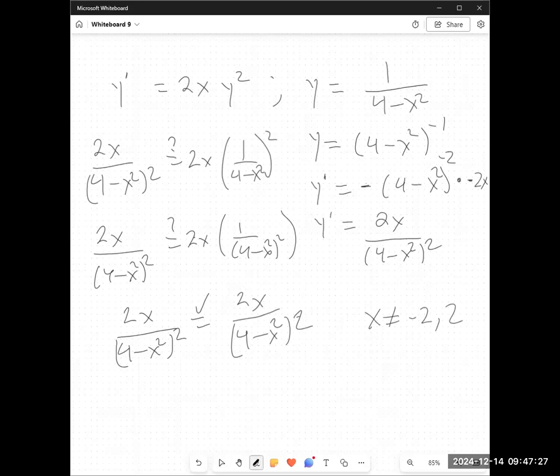So we would be looking at a possible interval for our solution set of negative infinity to negative 2, union negative 2 to 2, union 2 to infinity. So those are our largest intervals of definition for the solution. And you might be asked to define that area in which your solution might be feasible. Okay, that'll be it for this video.